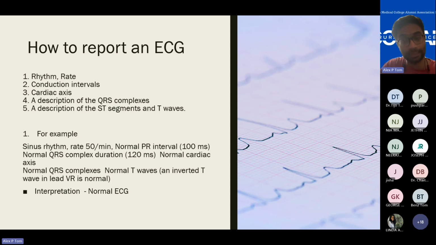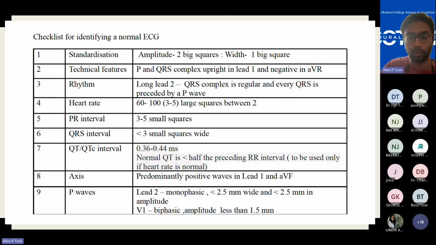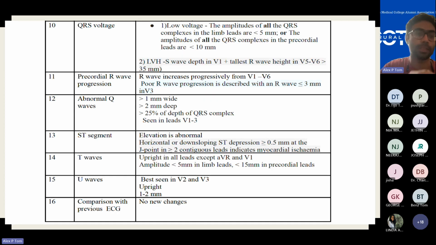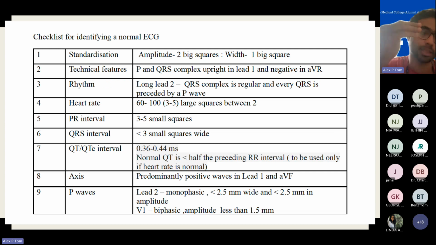When I say checklist, I have a checklist here. This is a 2-page checklist that I have. This is the first page. These are the things that you should go through in sequential order when you look at an ECG. When you go through that, you won't miss anything. You'll ensure that you have covered almost everything.